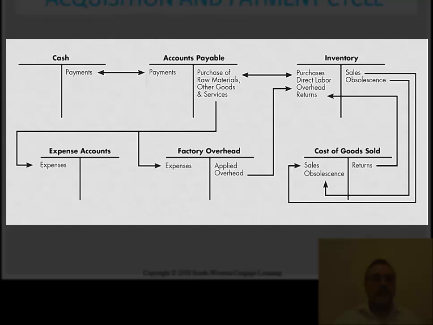You notice that when we make the purchase and we receive the goods, we have a debit to inventory and we have a payable to accounts payable. When these items are paid, we debit accounts payable and the credit is going to cash. So cash payment is part of the transaction that we're looking at. Depending upon whether this is a merchandising inventory situation or a manufacturing inventory situation, we may have accounts such as factory overhead, we may have cost of goods sold, and obviously we're going to have expense accounts as these goods are actually sold.